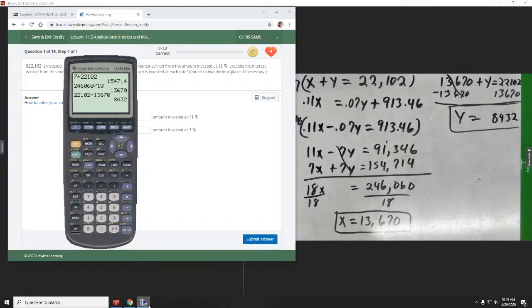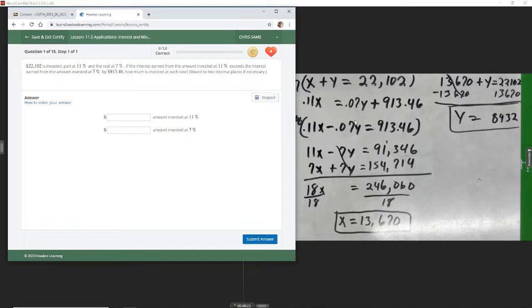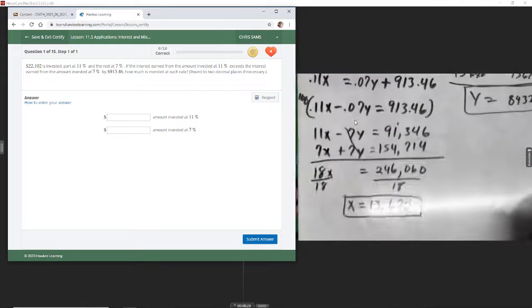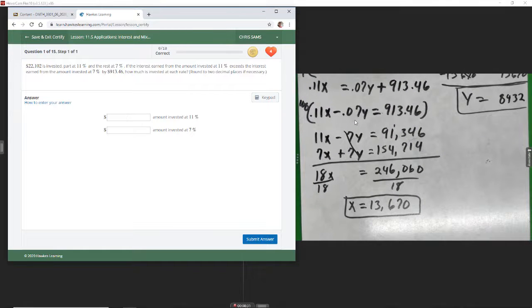So we're going to input both of those here. x, I labeled, remember, was my bigger amount at 11%. So the amount at 11% was what I got for x, that's the 13,670. And then y was the amount at 7%, so 8432.